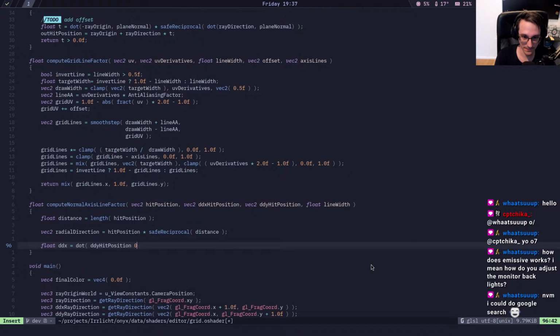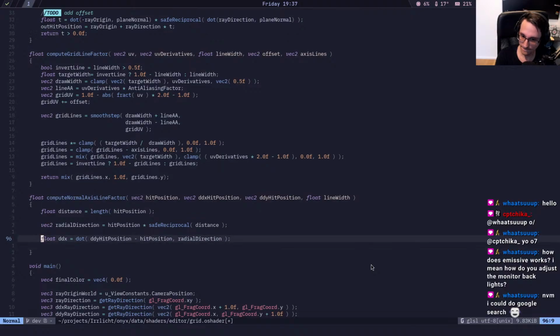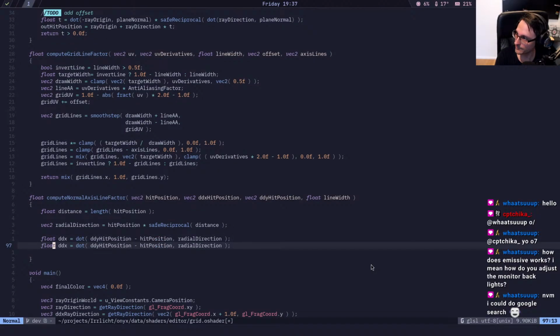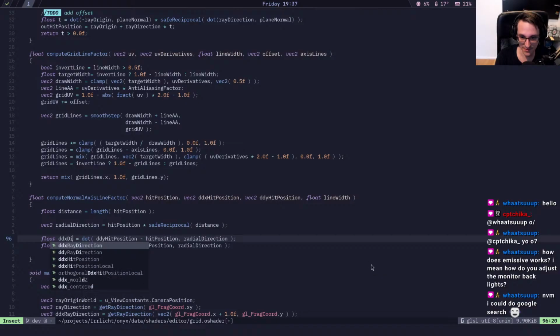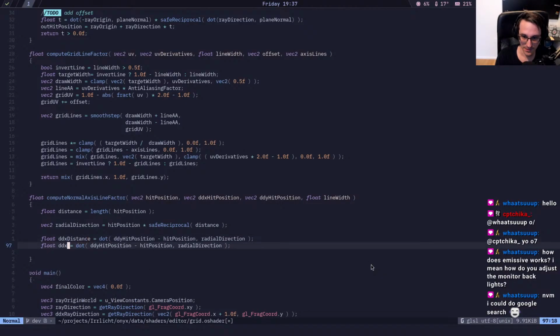Oops, minus. And then that with the radial direction. Well, I guess in this case it is kind of the distance, right? I guess we can.